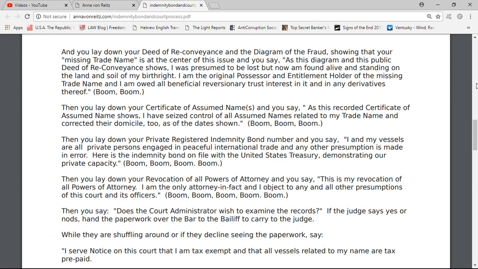Alright, so that's telling you right there that when you do the recordings, you really should record the deed of reconveyance and the diagram of the fraud included in that package, okay?